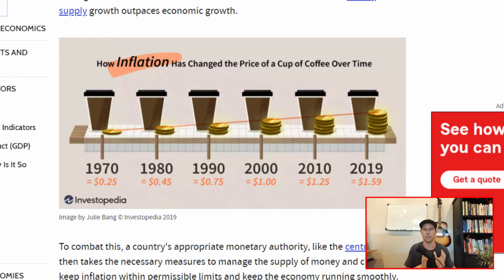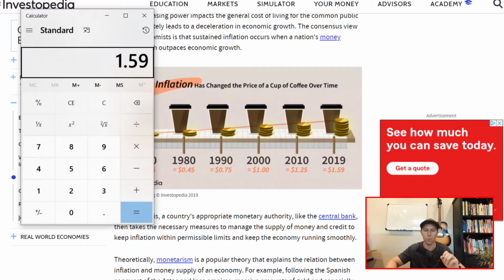And how do we demonstrate that? Well, if we take the $1.59 and we bring that back to 1970, how many cups of coffee would that purchase you? So if we pull up a calculator and we plug in $1.59 and we divide that by the average cup of coffee in 1970 at 25 cents, we find out that that $1.59 would actually buy you roughly 6 cups of coffee in 1970, whereas it will only buy you 1 cup of coffee in 2019. So then the question becomes, how much purchasing power did we actually lose in that 50-year time span?